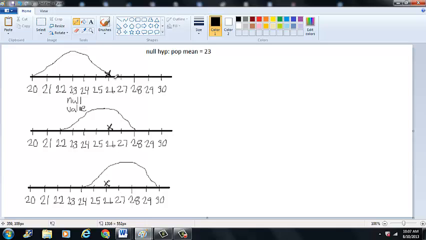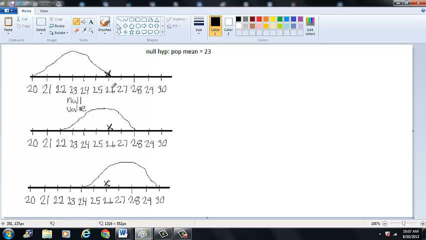What we need to do in the one sample t-test is calculate how extreme our sample mean of 26 is in this situation where the population mean equals 23 and the null hypothesis is true. And you might be thinking, why can't we just look at our sample mean of 26 and compare it to 23 and then decide how extreme it is based on how far away it is from 23.